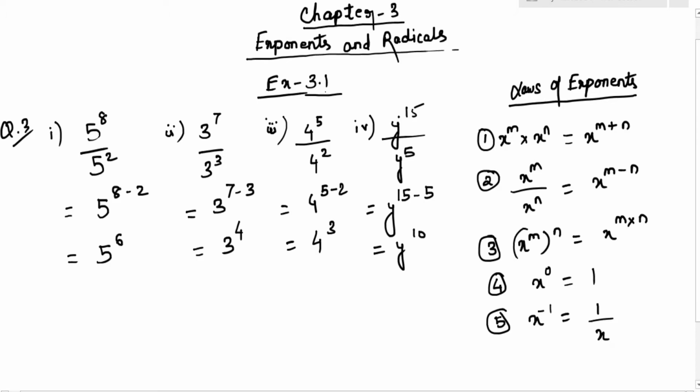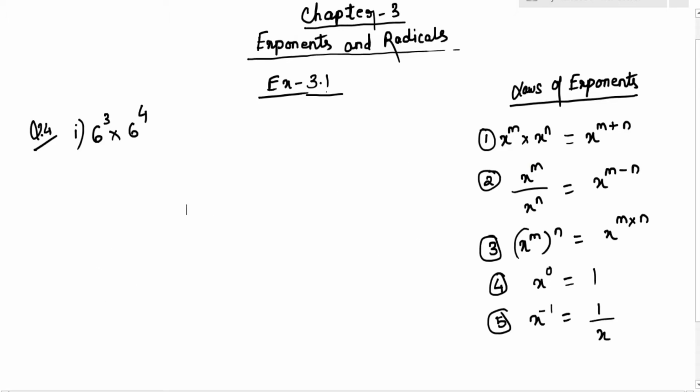Next, the last one is x to the power 7 upon x to the power 11. So again, what we will do? The power is going to subtract with each other. So 7 minus 11 is x to the power minus 4. Now question number 4 is, express the product in exponential form. Here again you can see that the base is same, but the power is different, but here the sign is of multiplication, so the power is going to add as per the laws. So 3 plus 4 is 6 to the power 7.